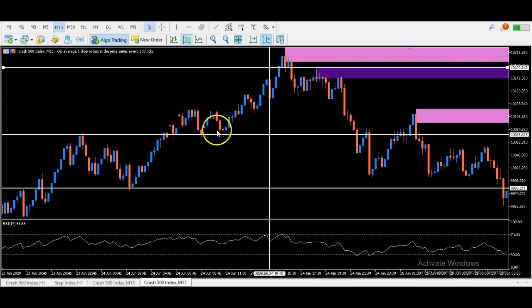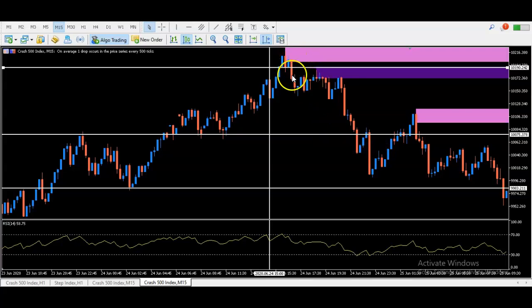What we have here, this is support. As you can see, there is support around here because we're seeing rejection, we're seeing rejection, we're seeing rejection. Here is a flip zone where initial support became resistance, and here this support. So we know this is a key level. So we are going to use this point as a take profit.